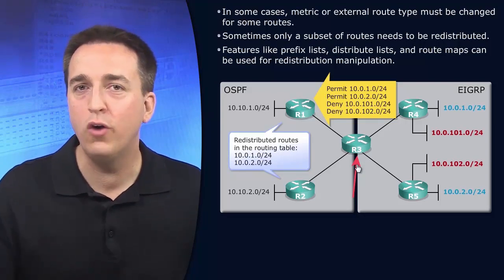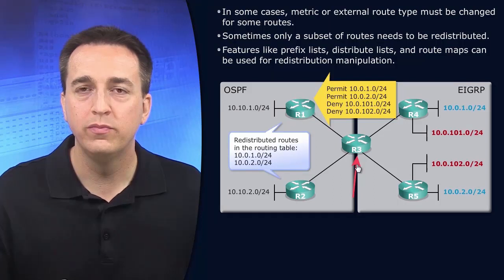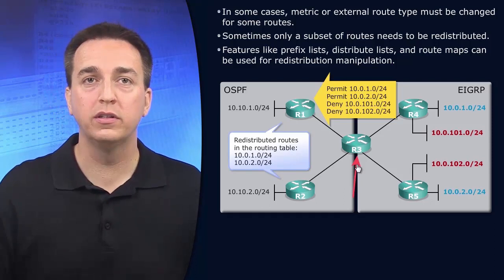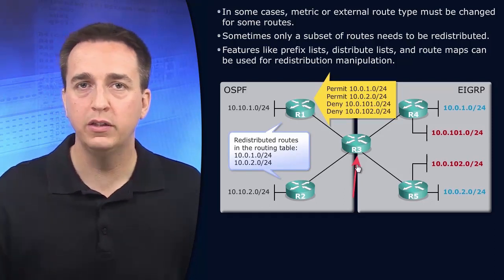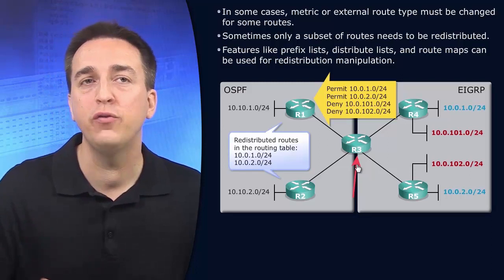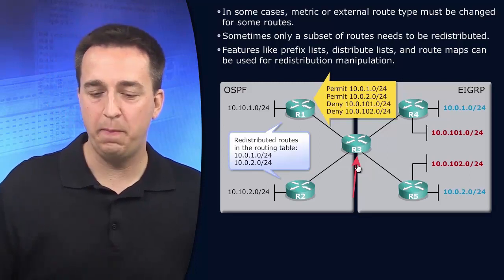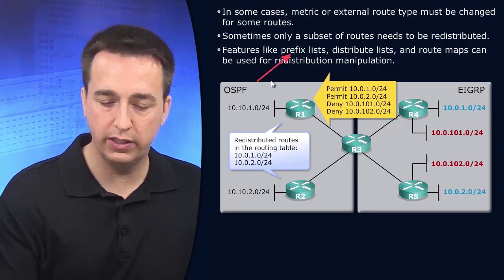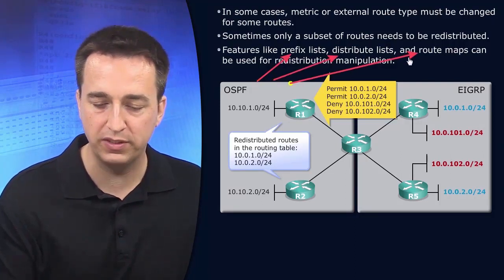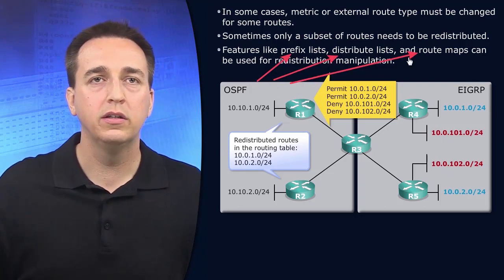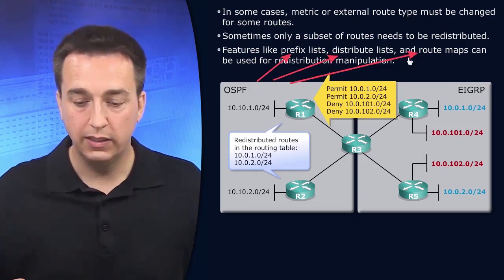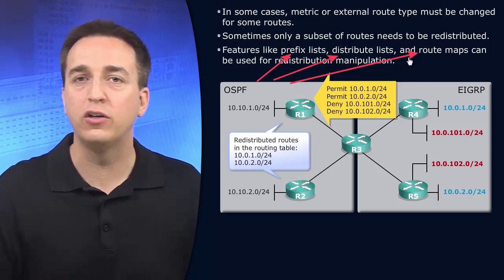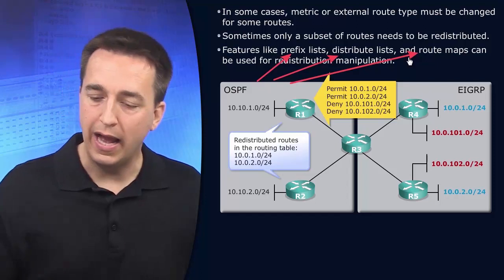But we may want to control the characteristics of those routes that are being redistributed, not as a group, but on an individual by individual basis. And that's where features such as our prefix lists and our distribute lists and our route maps all come into play for this manipulation of the routing characteristics, or those route characteristics, as redistribution happens.